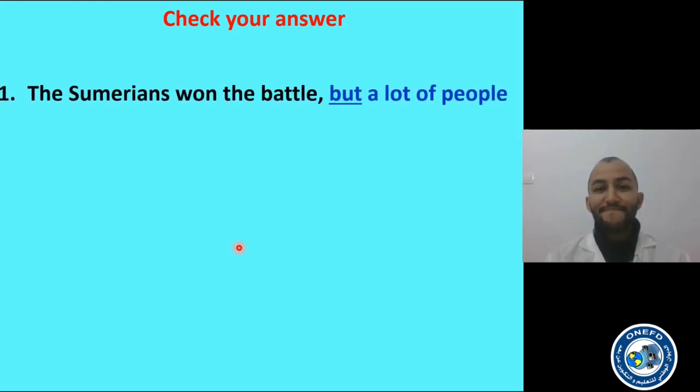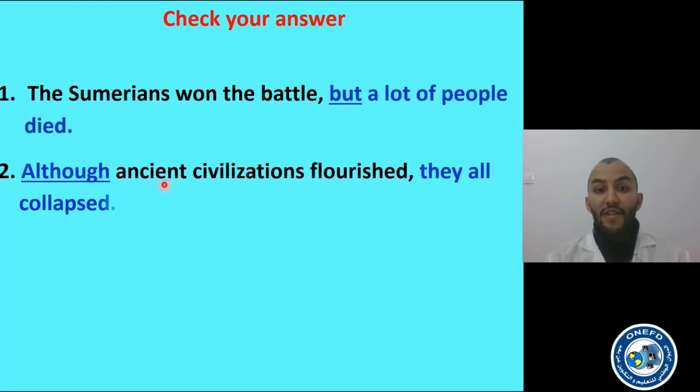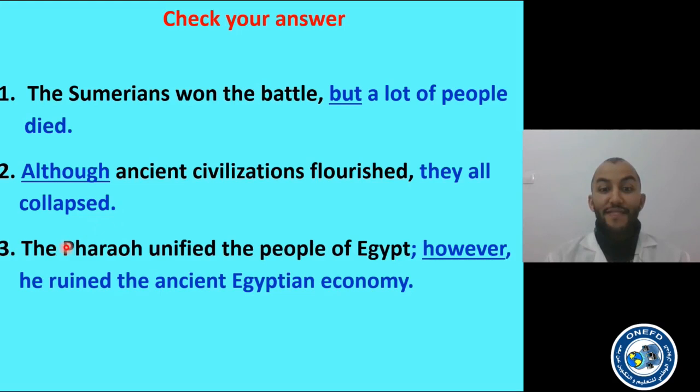The first one, the Sumerians won the battle, but a lot of people died. You see, they won the battle, but a lot of people died. Contradiction. Number 2, although ancient civilizations flourished, they all collapsed. Number 3, the Pharaoh unified the people of Egypt. However, he ruined the ancient Egyptian economy. He unified the people, but he collapsed the economy. You see, contradiction. Is that okay?